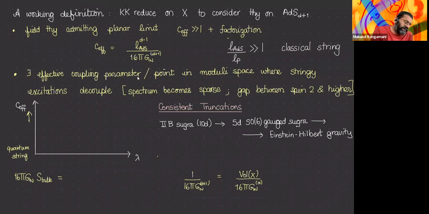Various people have tried to phrase this as a statement of sparsity of the spectrum. This is certainly a necessary condition for us to have something like classical gravity. And that I will argue by saying that this coupling parameter, which I'm going to parameterize as lambda, I also want to be made large. So stringy effects are dominant on the other side.